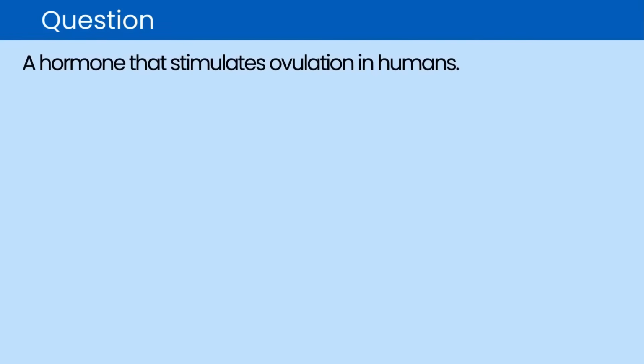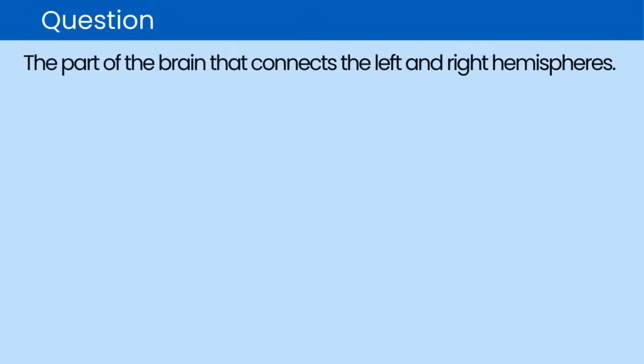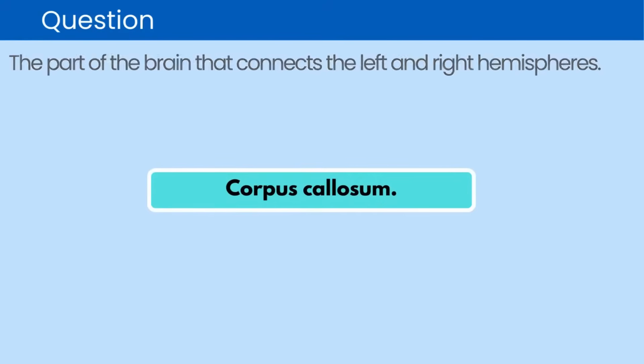Question: a hormone that stimulates ovulation in humans. The correct answer is luteinizing hormone, LH. Question: the part of the brain that connects the left and right hemispheres. The correct answer is corpus callosum.